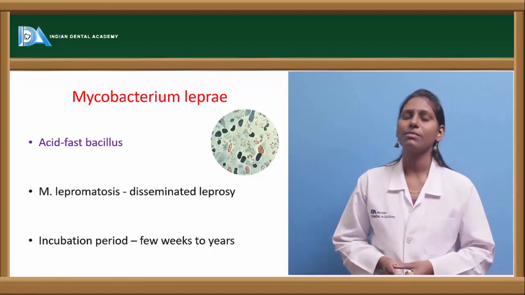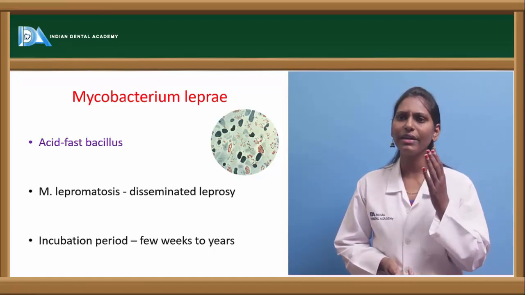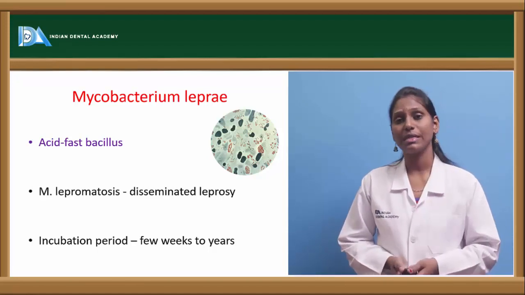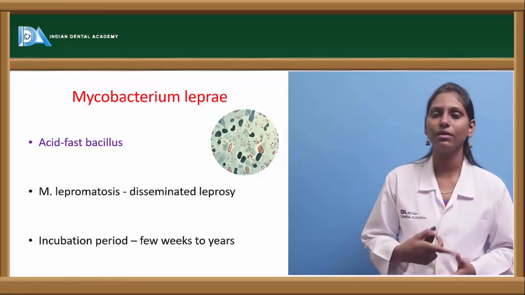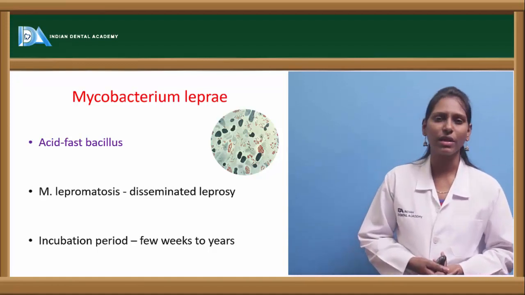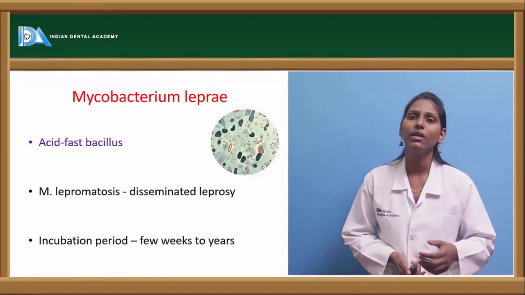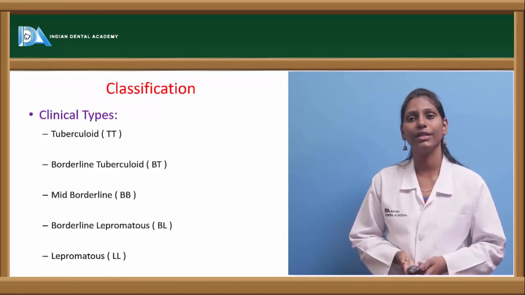When you're talking about Mycobacterium leprae, which is an acid-fast bacilli, Mycobacterium lepromatosis is also present, which is actually a newly identified organism. It is known to cause disseminated leprosy, which is actually a very rare condition. As we have seen, the incubation period can range from a few weeks to several years. It can extend up to 30 years also.